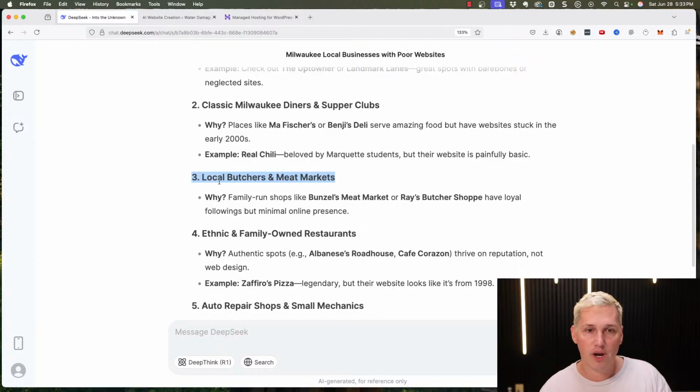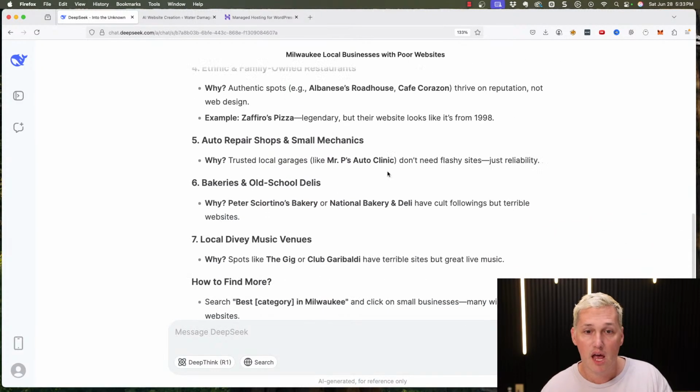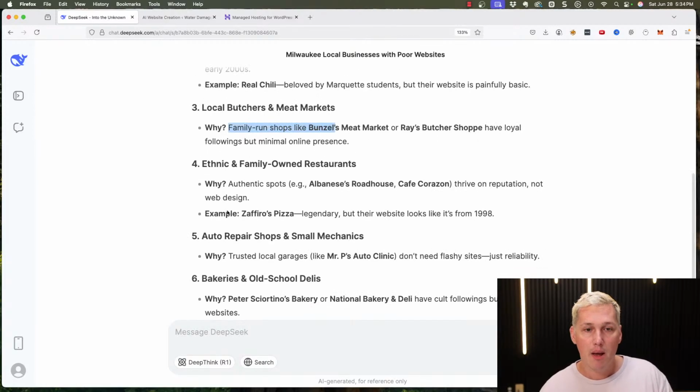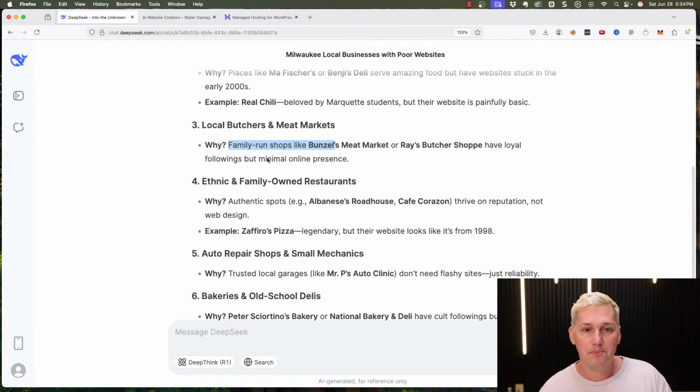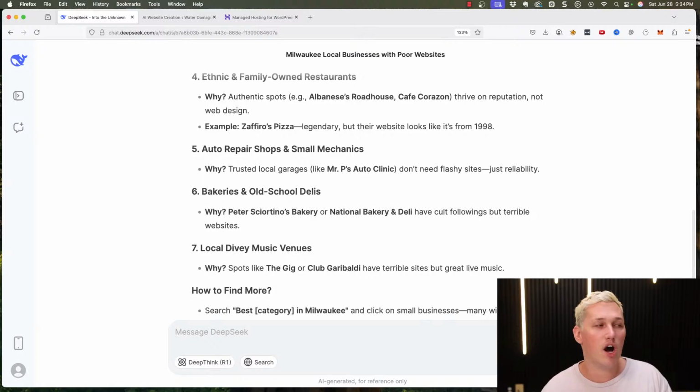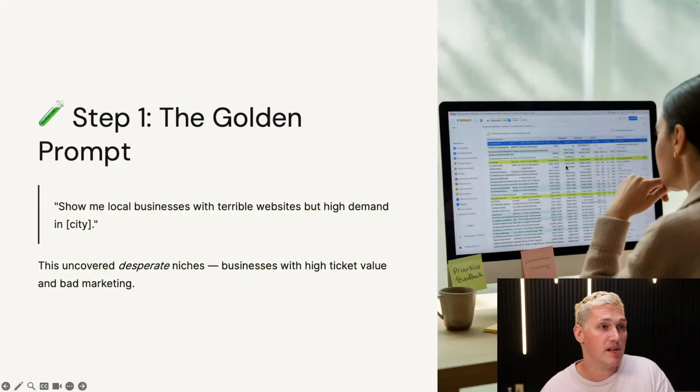Okay, next up, number 3, local butchers and meat markets. Why? Family-run shops like Bunzel's Meat Market and Ray's Butcher Shop have loyal followings but minimal online presence. Now I could keep going and going, right? But you get the point, these are kind of like undercover niches that I'm gonna say we 100% would not have thought of. Not only would we not have thought of them, but it actually told us exactly what businesses to go after as examples, and I'm sure we could find a lot more if we go into it.